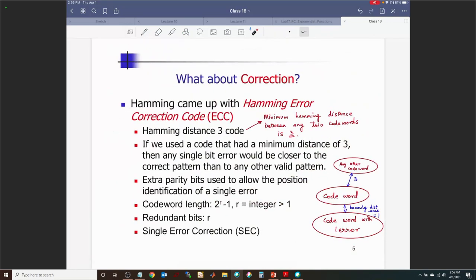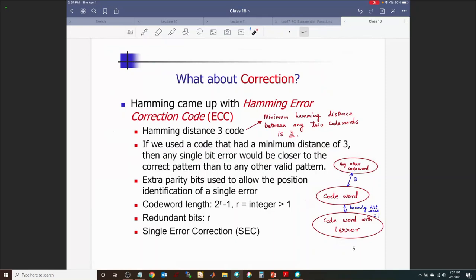So all of that explanation is sort of captured in that second bullet over here. If we used a code word that has a minimum distance of 3, then any single bit error would still be closer to the correct pattern than any other valid pattern. So any other valid pattern is over here at a minimum distance of 3. But if you have a code word with one error, it's still going to be closer to the correct pattern, which is right here, the one that we started off with. You see that? So that's why that limitation is present here. At least you need 3 places to be different between the code words.